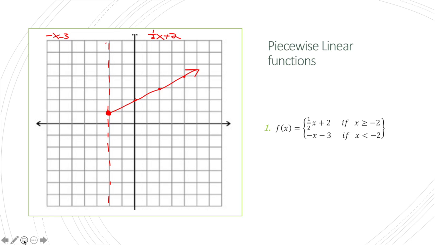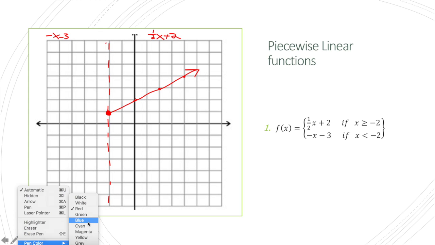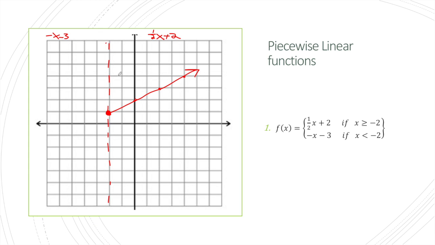Awesome. Now why don't I go ahead and switch colors? I haven't gotten that fancy yet. Let's go ahead and switch colors. How about blue? So now I have, on this half, negative x minus 3 is my function.